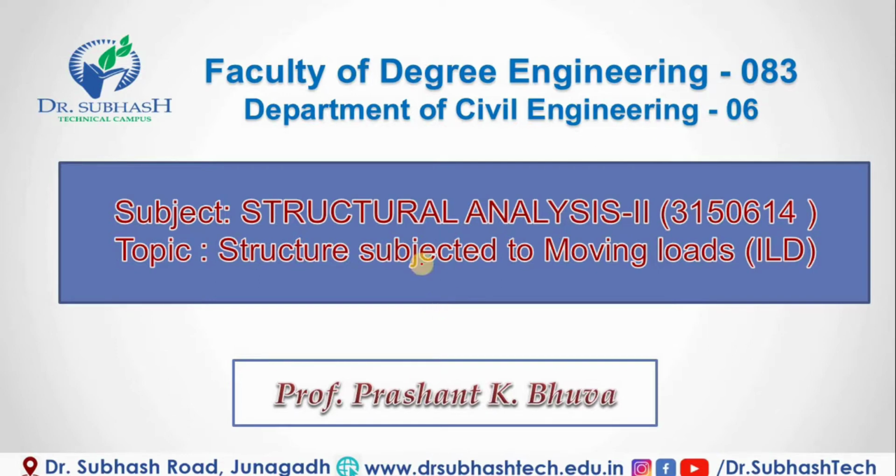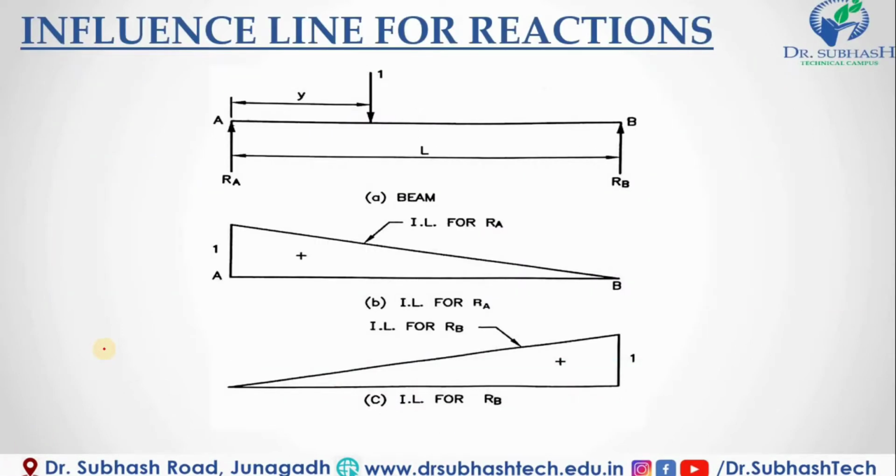So let's start by first considering a simply supported beam having span AB and a unit load 1 acting at a point at distance y from the support A. Now you can see this is the simply supported beam having span L from A to B, and we consider unit load 1 at a distance y from the support A. This is the first consideration of a unit load at any point y.